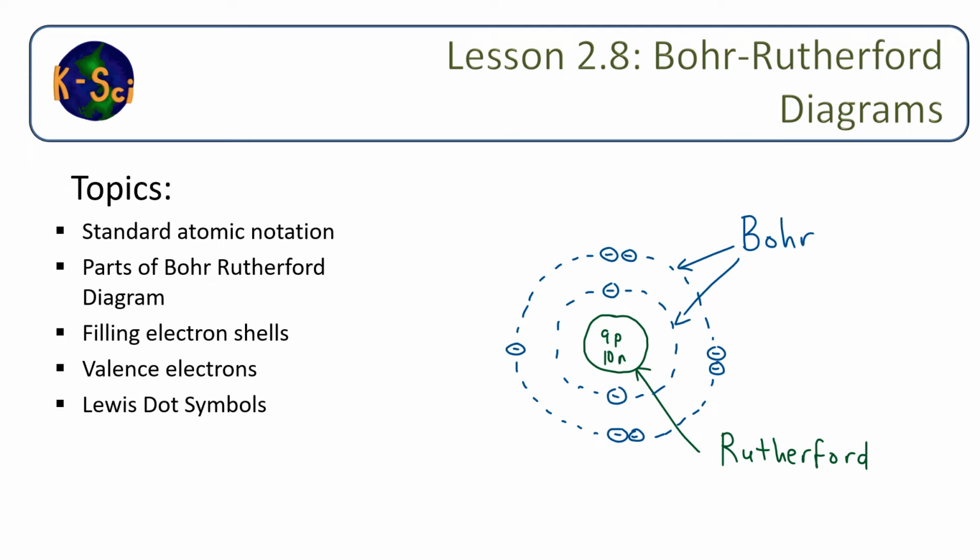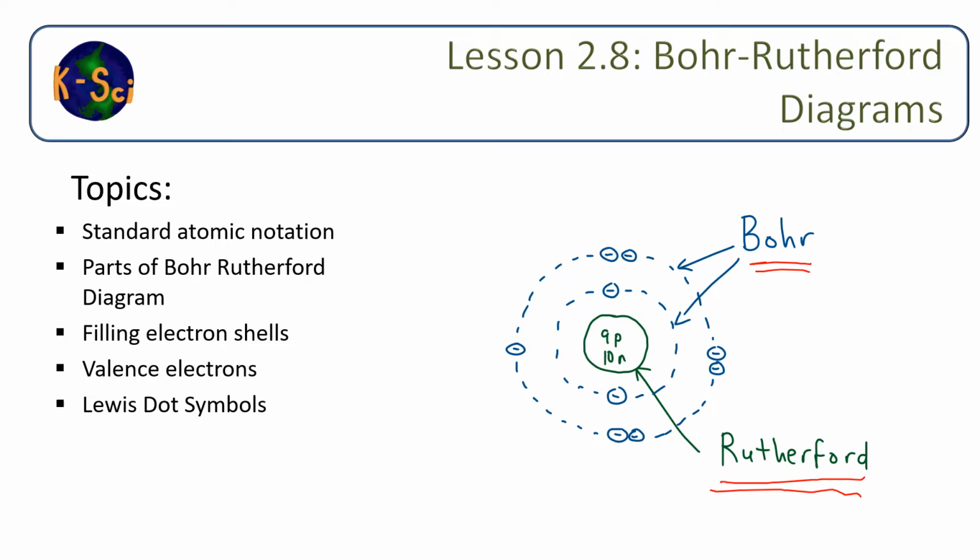Hello there. In this lesson, we are going to explore Bohr Rutherford diagrams. Now, if you recall, during our lesson on atomic theory, you learned that Niels Bohr discovered that electrons were found in layers. So that's this guy. That's his contribution. And Ernest Rutherford was the guy who discovered the nucleus with the gold foil experiment. So having a model that includes a nucleus and layers of electrons is called a Bohr Rutherford diagram.